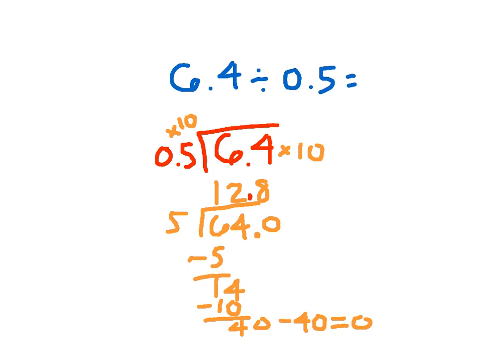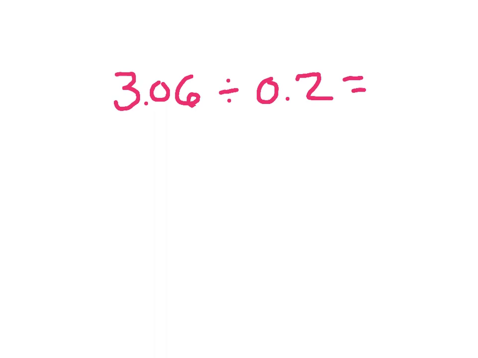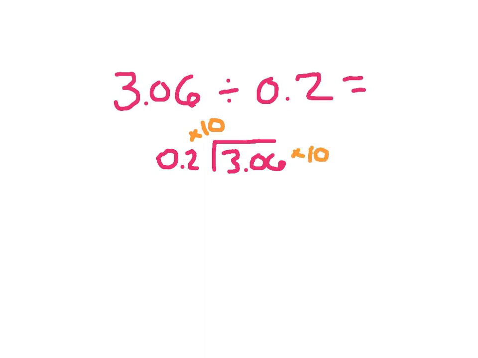So 6 and 4 tenths divided by 5 tenths is 12 and 8 tenths, written as 6.4 divided by 0.5 equaling 12.8. I have another problem. 3.06 divided by 0.2 is what's written there. And to know to what power of 10 I multiply by, I look at the divisor. In looking at the divisor, how many decimal places are there? Right, 1. So I multiply by 10 to the first power, which is just 10. And I multiply both by 10.